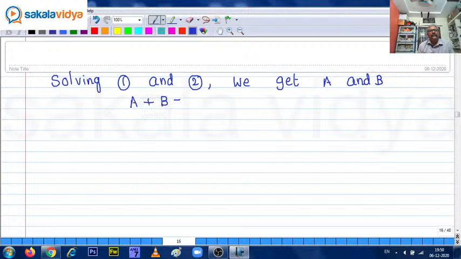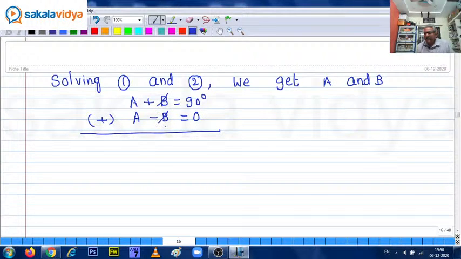A plus b equals 90 degrees. A minus b equals 0 degrees. Adding, plus b minus b gets cancelled.